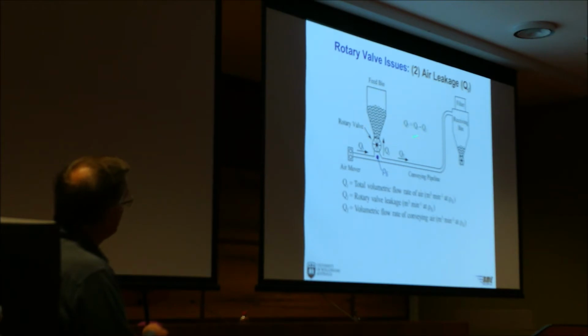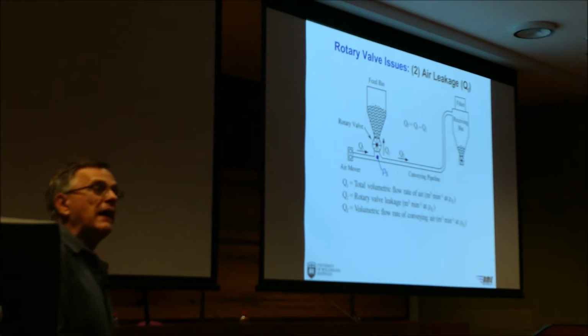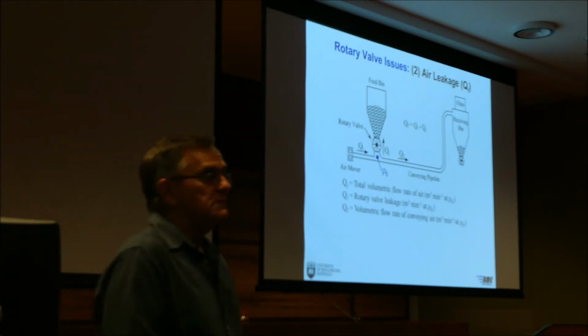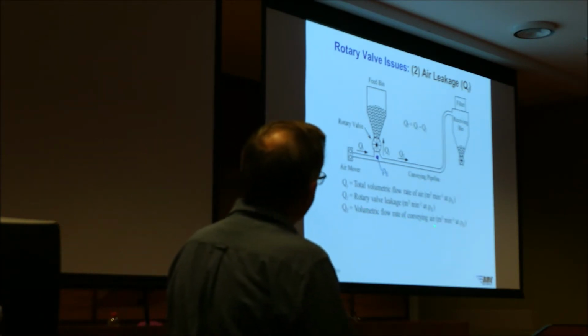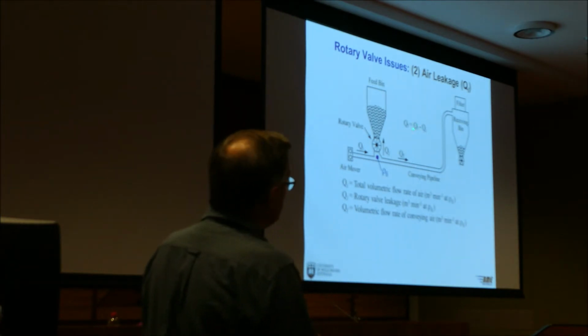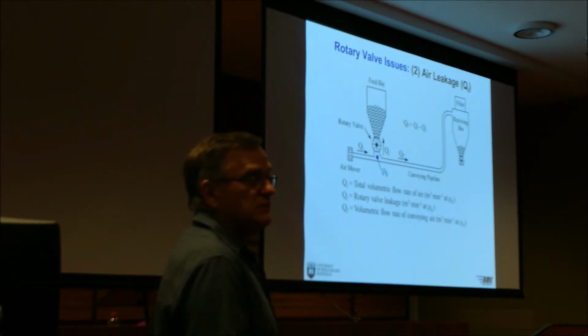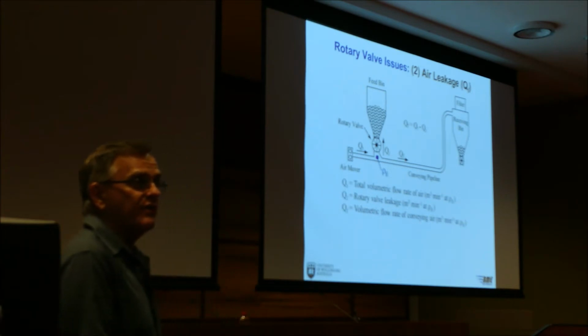So QT minus QL, that air, we lose some. That's the remaining air we use for conveying. So the volumetric flow rate of conveying air is QT, the supplied air, minus the leakage. It all has to be at the same gas density, in this case rho Fi.